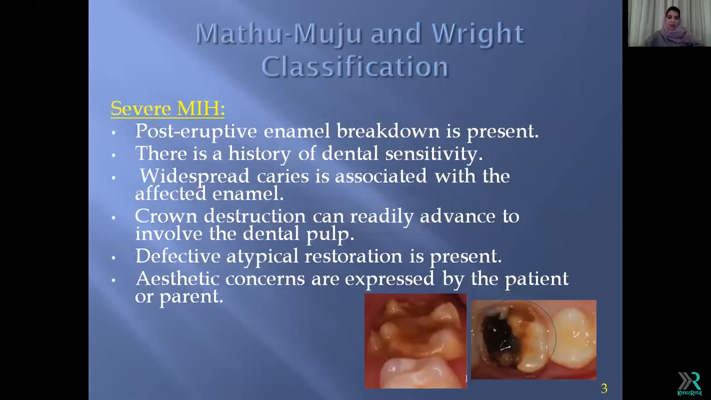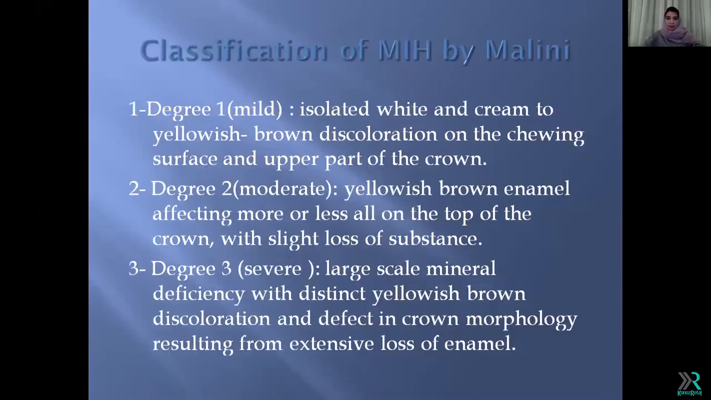The severe type shows post-eruptive enamel breakdown. There is a history of dental sensitivity. Widespread caries is associated with affected enamel. Crown destruction can readily advance to involve the dental pulp. Defective atypical restoration is present, and aesthetic concerns are expressed by the patient or parent.